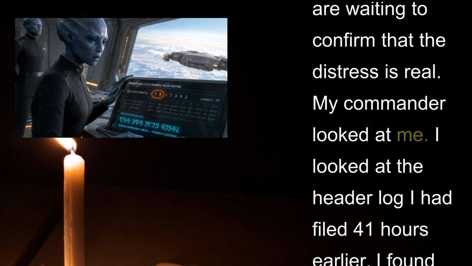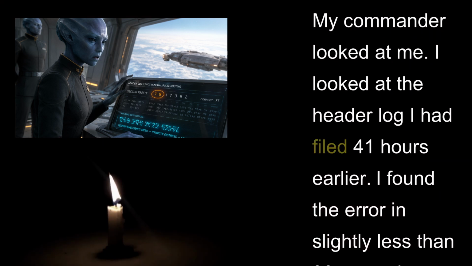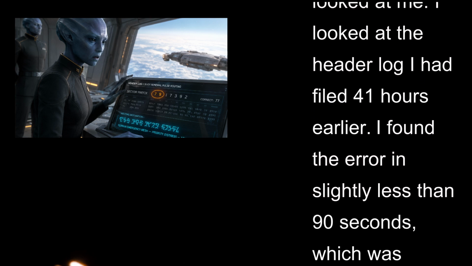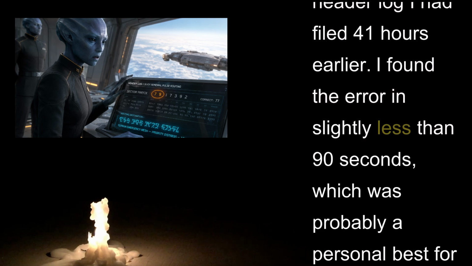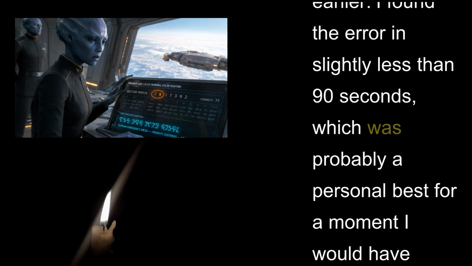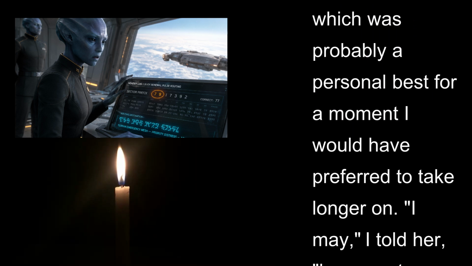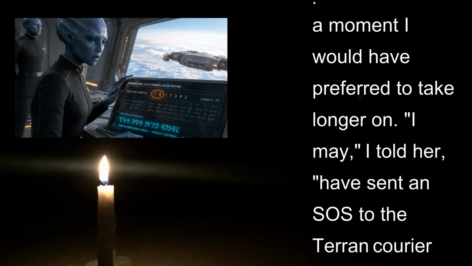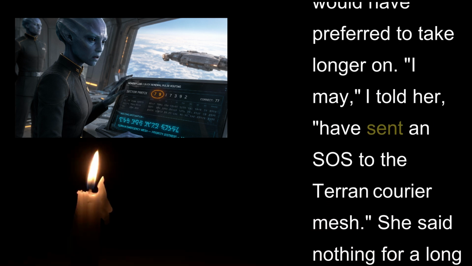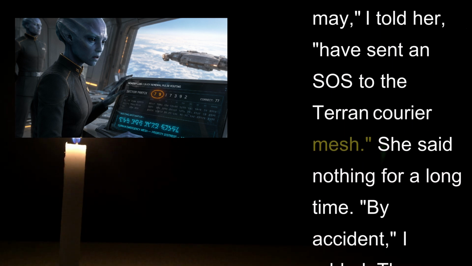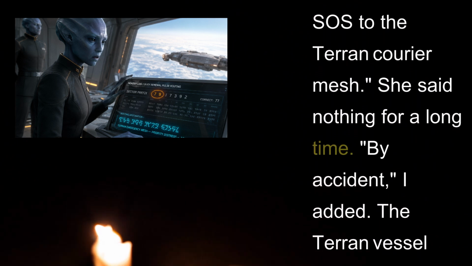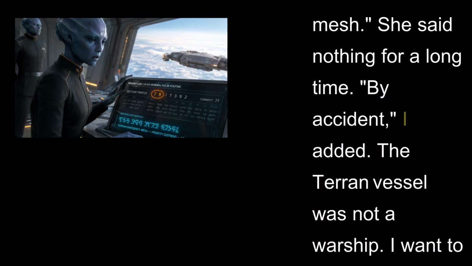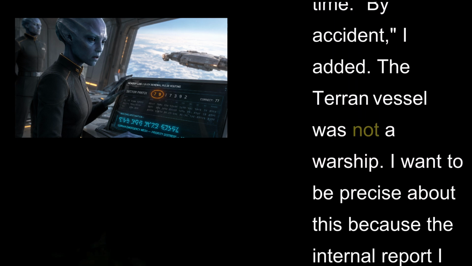My commander looked at me. I looked at the header log I had filed 41 hours earlier. I found the error in slightly less than 90 seconds, which was probably a personal best for a moment I would have preferred to take longer on. I told her, "I have sent an SOS to the Terran Courier mesh." She said nothing for a long time. "By accident," I added.